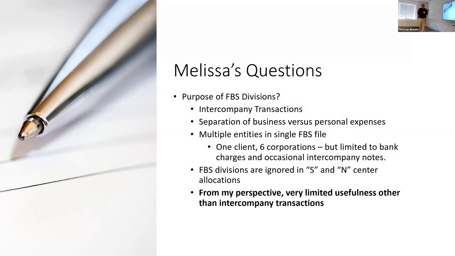I have another client that uses the 6 entities that we have inside one FBS entity. In this case, I don't think there are over 15 or 20 transactions a year that take place, so it's a very simple set of books to maintain by division. But if there were any more transactions than that, then I would not encourage using divisions for entities. I think the biggest challenge that I have with divisions is, again, back to our allocation process. Divisions are ignored in the S and N center allocations. So if you're doing a lot of allocation in S and N centers, everything is kind of washed together.